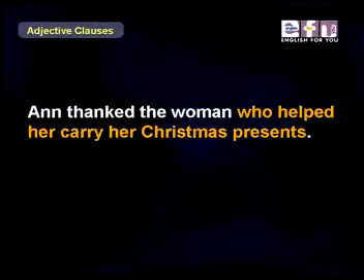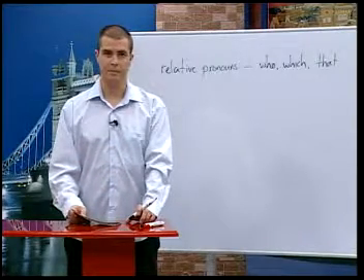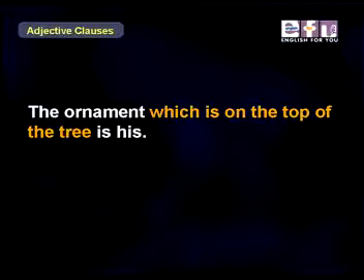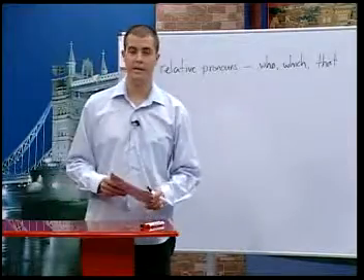In the first sentence, who helped her carry her Christmas presents is the adjective clause, and it's introduced by the relative pronoun who. It modifies the noun woman. The woman is who. In the second sentence, which is on top of the tree is the adjective clause, introduced by the relative pronoun which, and it modifies the noun ornament. Ornament is the which. In the third sentence, who I saw on the roof is the adjective clause. It's introduced by the relative pronoun who, and it modifies the noun man.